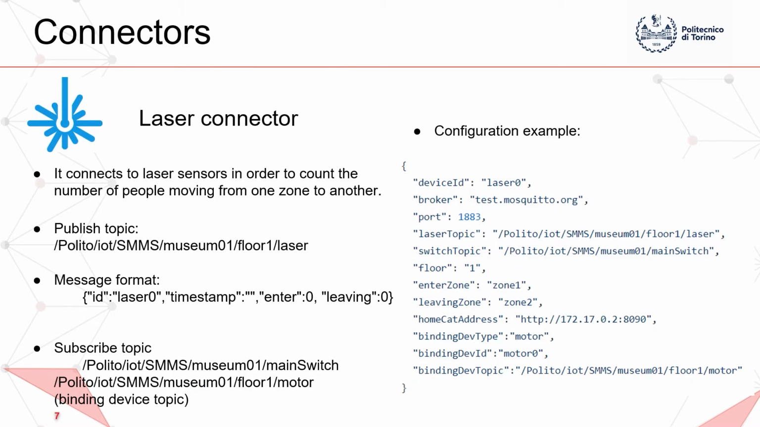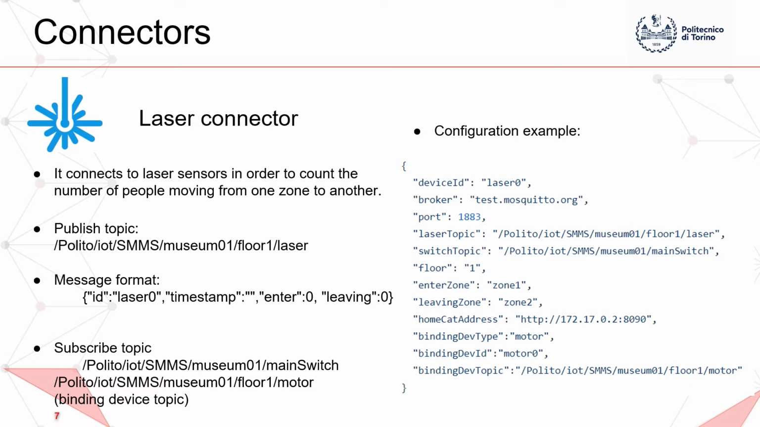In our current system, there are four kinds of connectors. Every instance of connector needs a configuration file in which defines all the properties of the connector before running. To create multiple instances of a connector, we only need to modify the configuration file. The adaptivity of the system is guaranteed. And all connectors will subscribe to a main switch topic, which means administrators can control the working status of a connector remotely. The first connector we are going to introduce is laser connector.